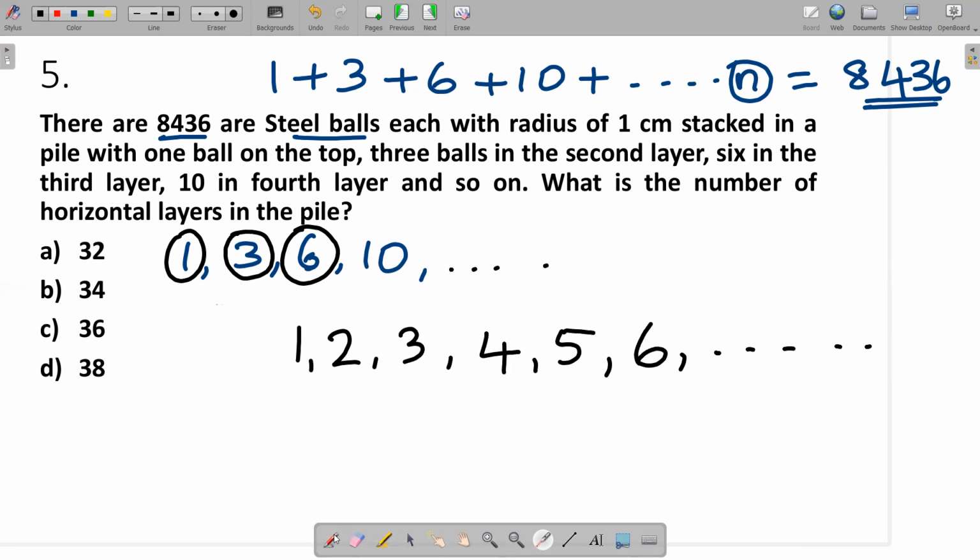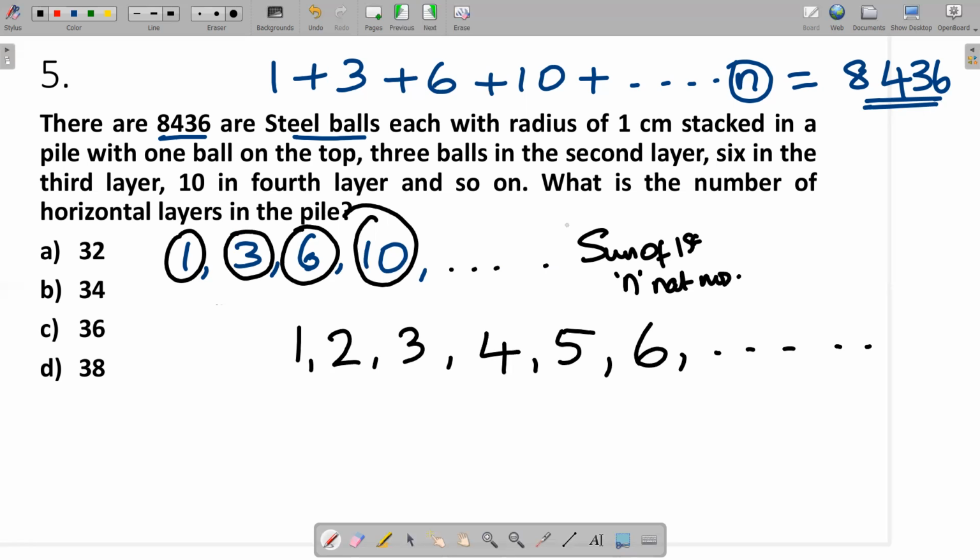Now, what about this 10? This 10 is nothing but the sum of the first four natural numbers. Got it? So you got the idea? What you see here is nothing but the sum of the first n natural numbers. Suppose you are considering the nth layer, then the number of balls in that nth layer corresponds to the sum of the first n natural numbers.